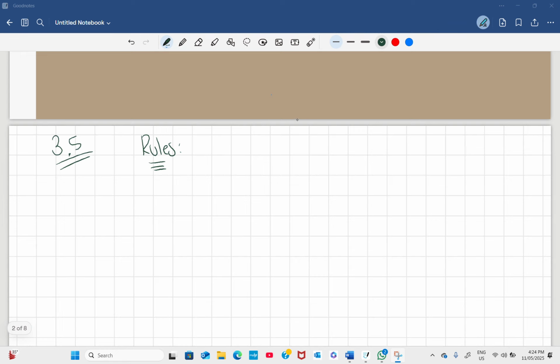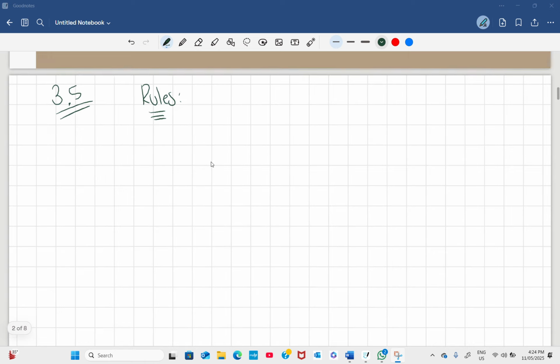...which are the derivatives of trigonometric functions. So let's first start with the rules we need to know. We have first y is equals to sine x, y is equals to cosine x.